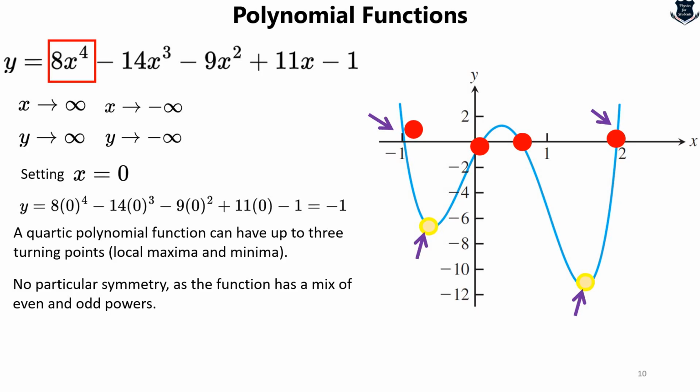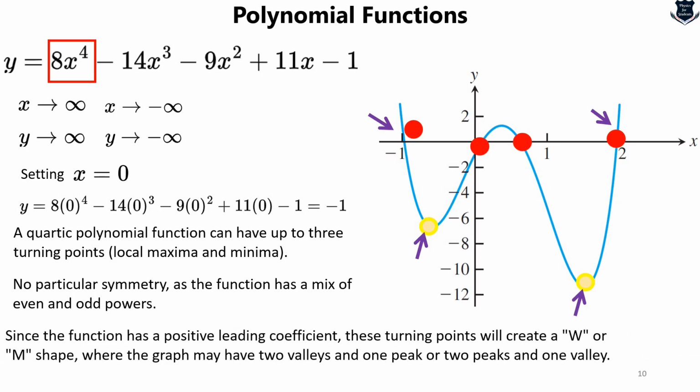And from here, as I was telling just a few seconds earlier, since the function has a positive leading coefficient, these turning points will create a W or an M shape, and the graph has 2 valleys and 1 peak, or 2 peaks and 1 valley. So what we can deduce from here is that quartic functions do not have an inherent symmetry like even or odd symmetry, unless they are specifically designed to be even functions, where all the powers of x are even, or odd functions, with all odd powers of x.